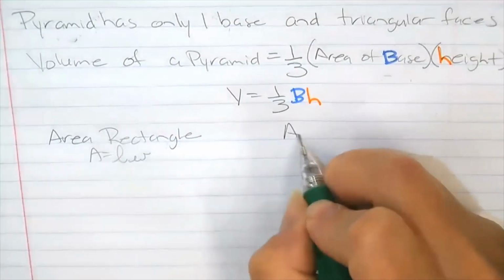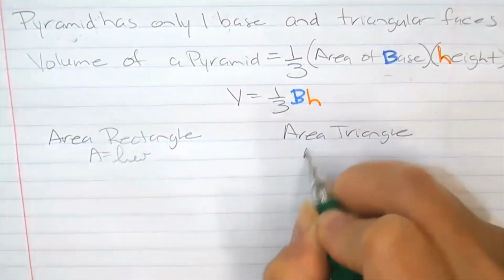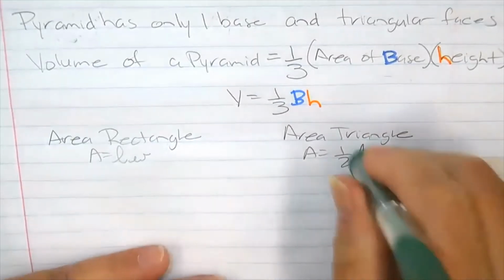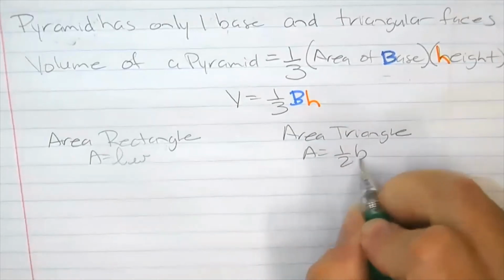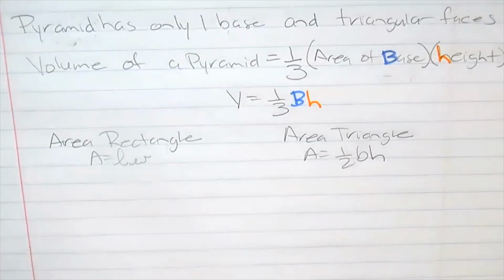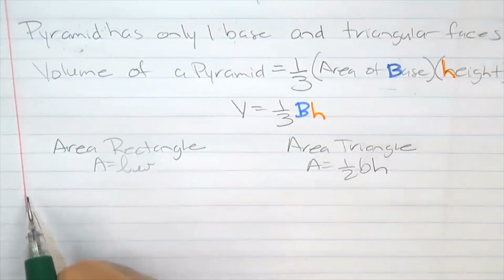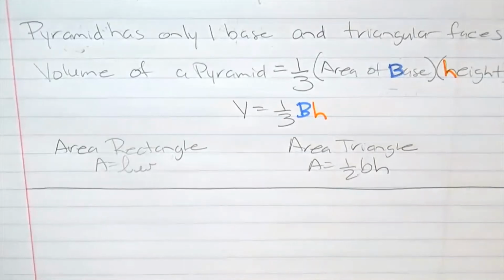And we also need to know the area of a triangle. The area of a triangle is 1/2 the base, I think they use a lowercase b, 1/2 the base times the height. So this is the nuts and bolts of what you need for today's lesson. But what does all of this mean? Well, let's pull it all together.